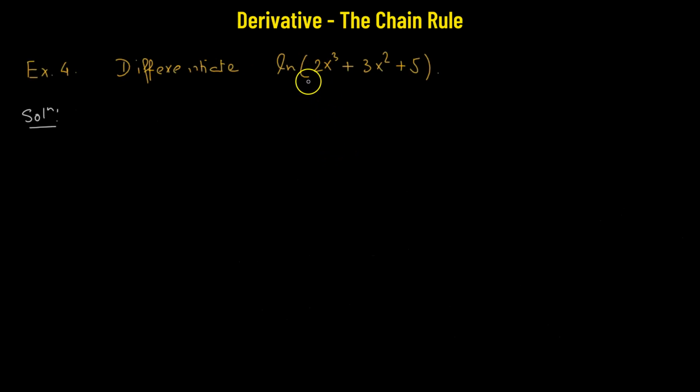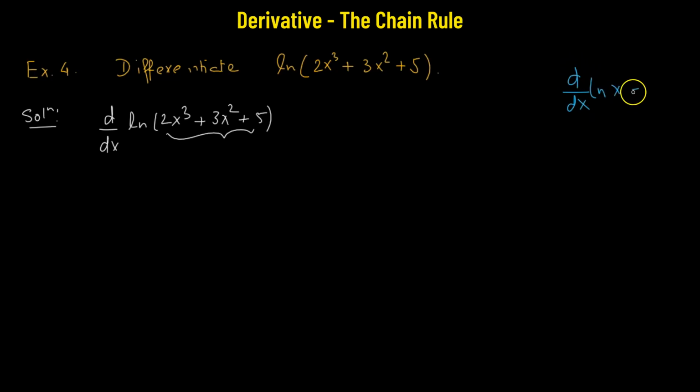So we have a very complicated looking logarithmic function, log of 2x cubed plus 3x squared plus 5. Even though it looks very difficult, with the help of the chain rule we can easily find its derivative. So we have 2x cubed plus 3x squared plus 5. What we can do, if we assume that this 2x cubed plus 3x squared plus 5 is equivalent to x, then we can apply the derivative of log of x, which is simply 1 over x. So that means we have 1 over x.